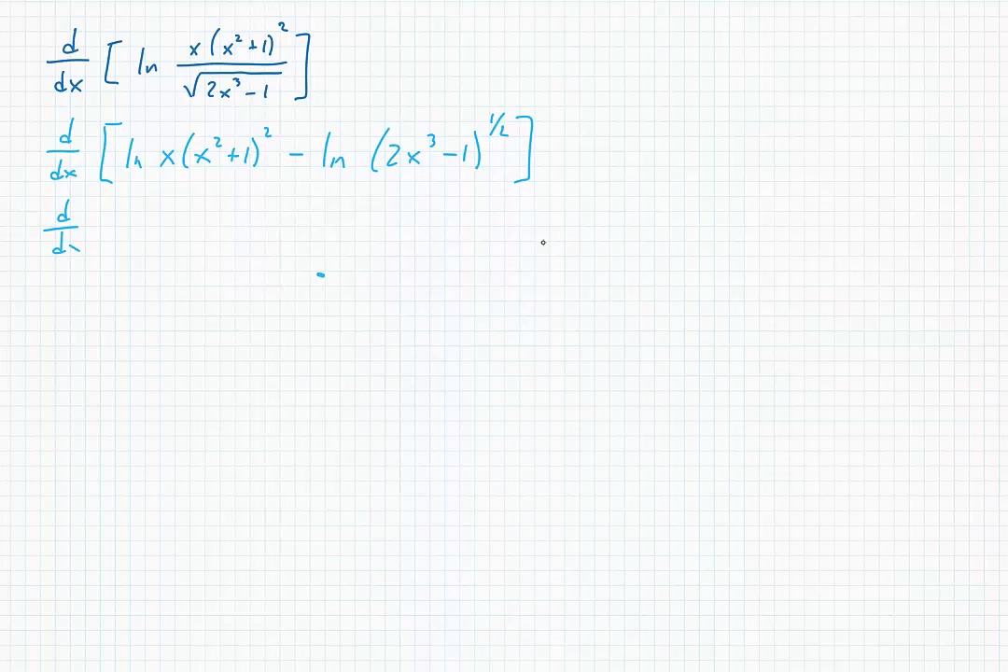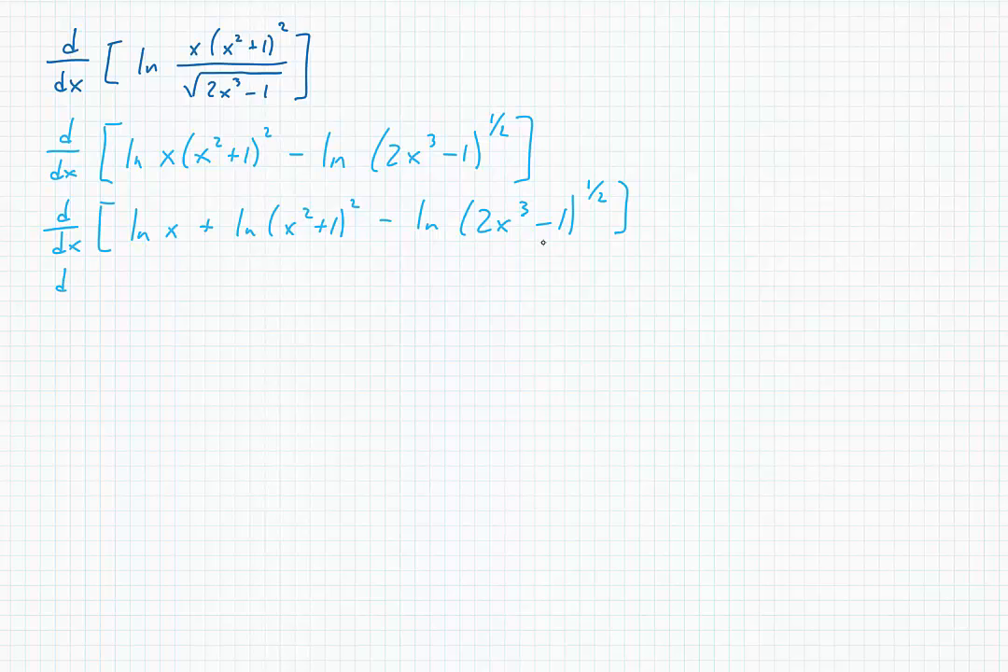For the first one here, we have a product of two things. We can break this up as the natural log of x plus the natural log of (x squared plus 1) squared. We still have minus the natural log of (2x to the third minus 1) to the 1/2.